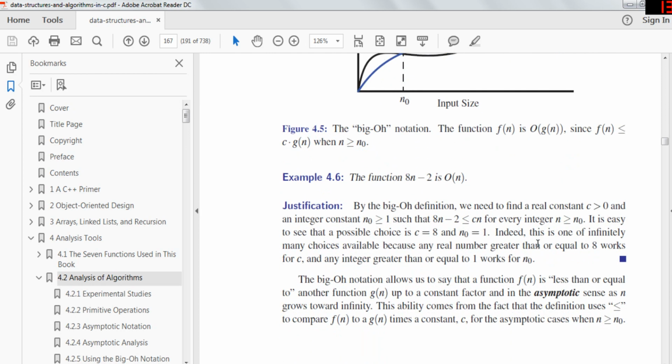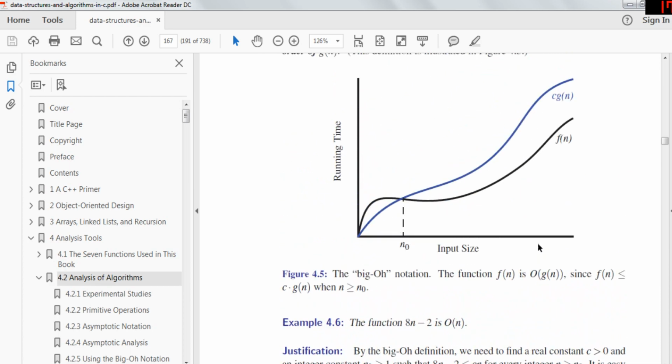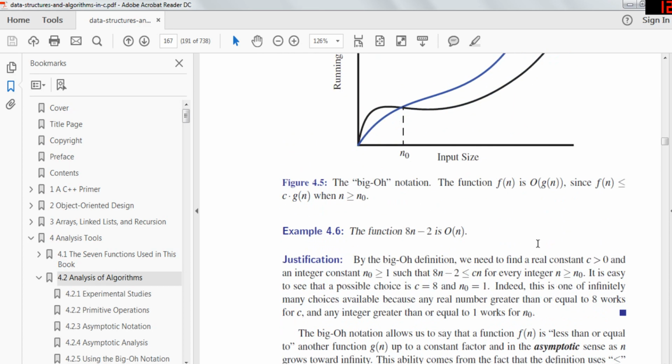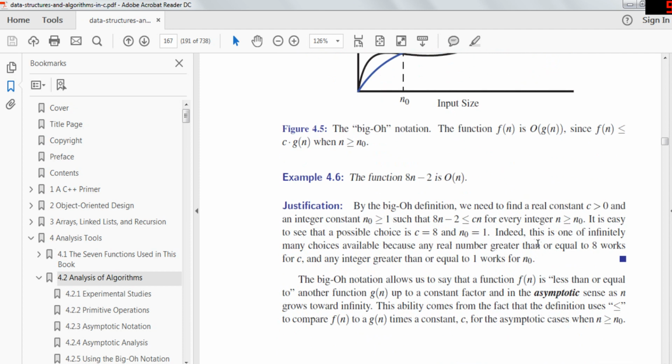Alright, here's the justification. The function 8n minus 2 is O(n). By the definition of O(n), we need to find a constant c greater than 0 and an integer constant n0 greater than or equal to 1, such that 8n minus 2 is less than or equal to c times n for every integer n greater than or equal to n0. So it is easy to say that the choice is c equal to 8 and n0 equal to 1.